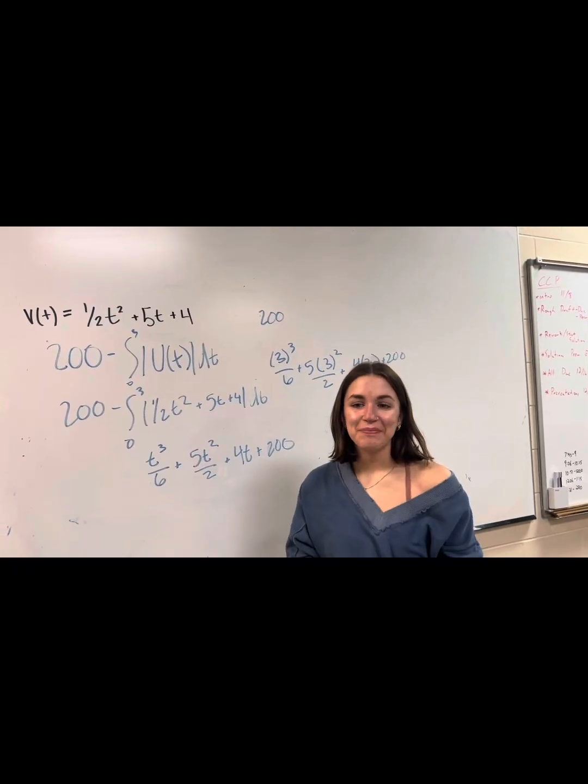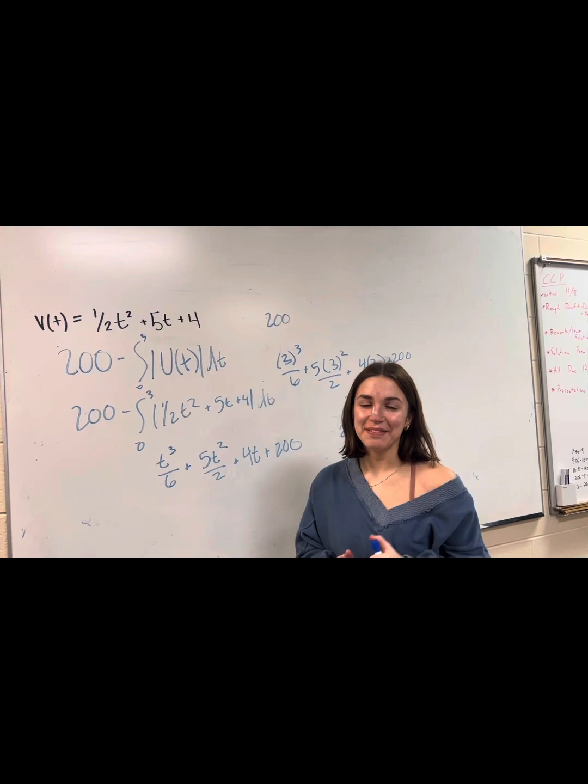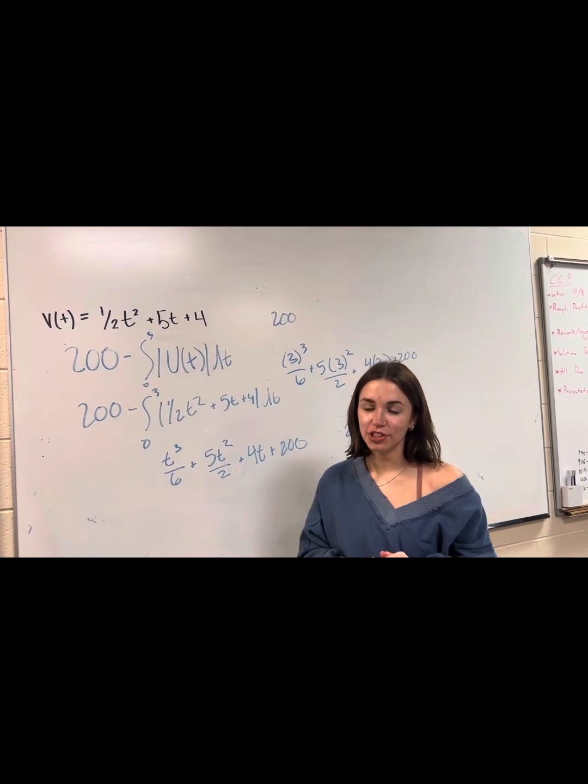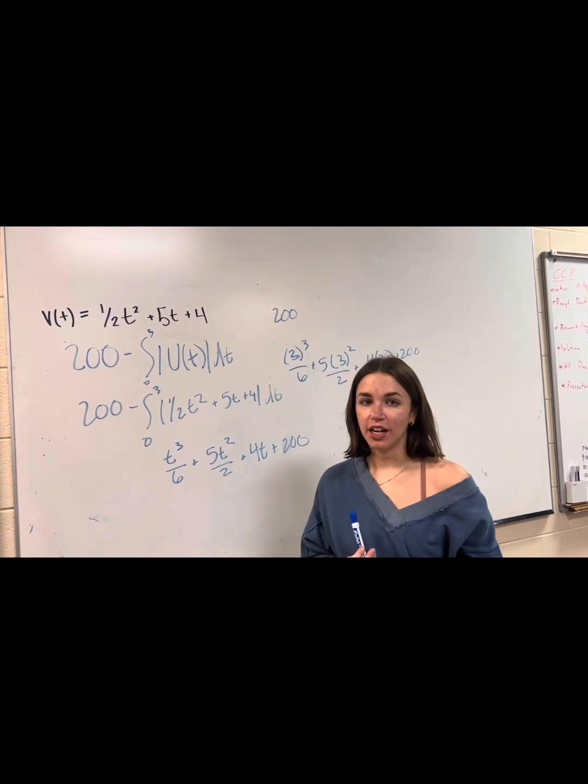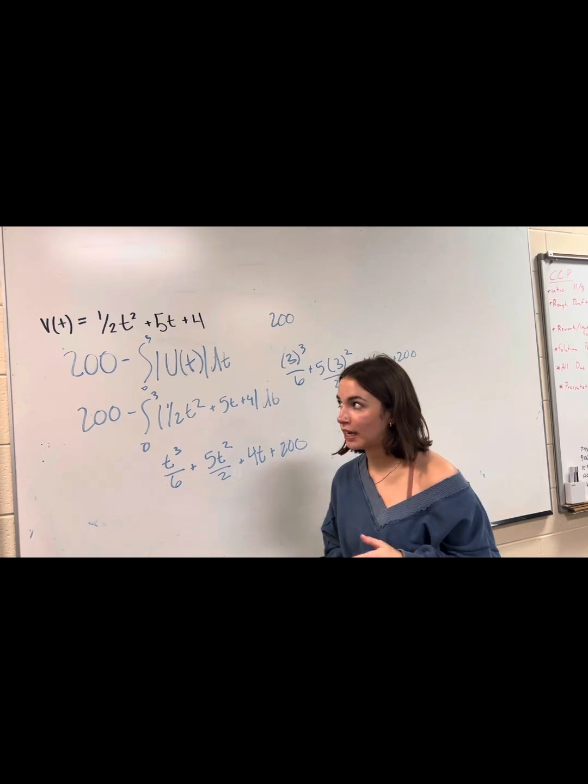Oh, that makes sense. Okay, D is asking to find the position of the characters at t equals 3, given that they start at a height of 200 and they're going down a hill.